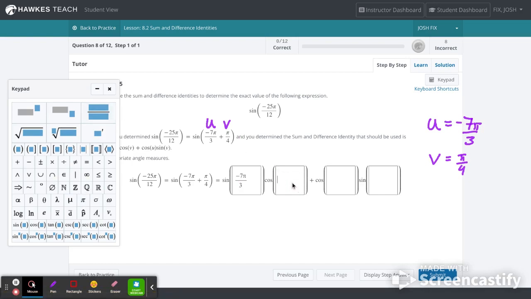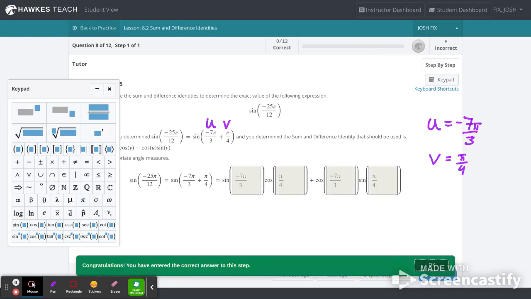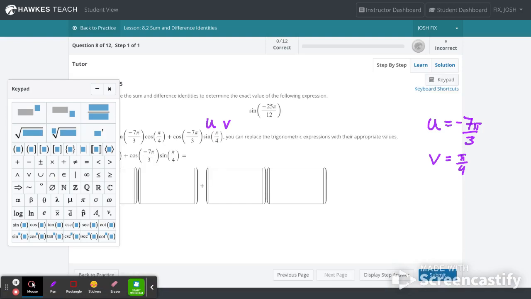And then that's our v, and then our u is going to be pi over 4. Then it's cosine of u. So u is negative 7 pi over 3. So we got that, negative 7 pi over 3. And then sine of v, and that's going to be, let's see, pi over 4. Check that answer. Awesome. So we're cruising. We're doing pretty good.